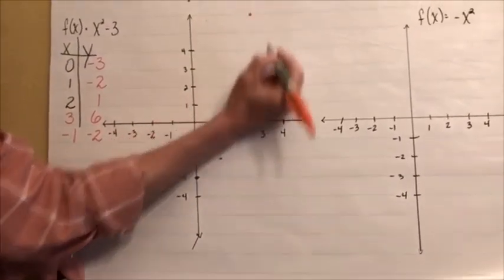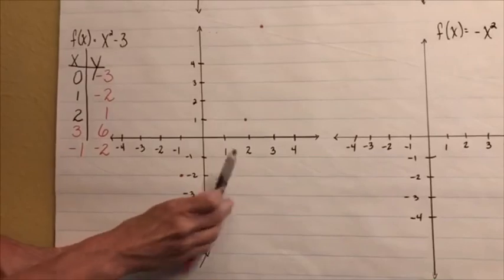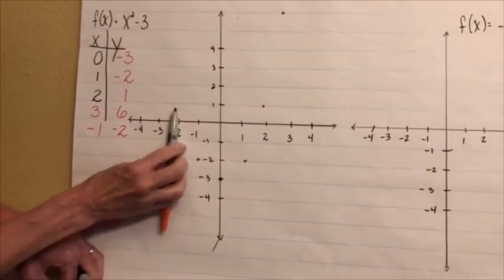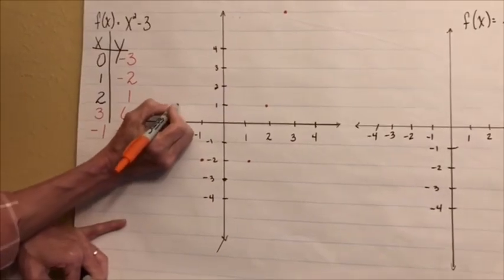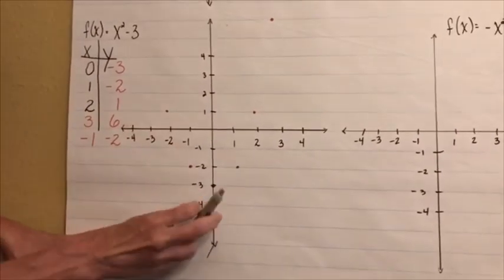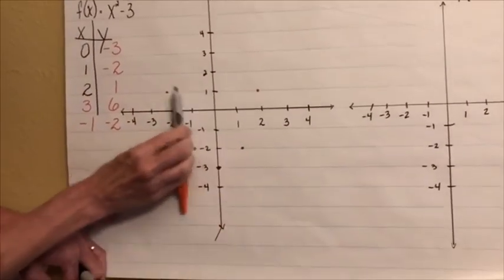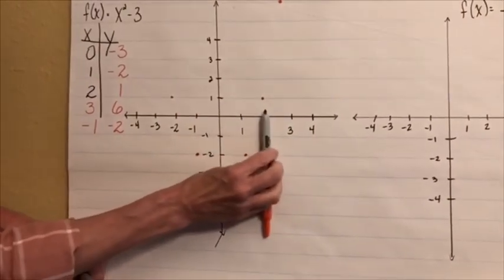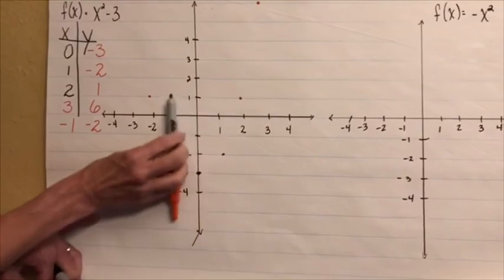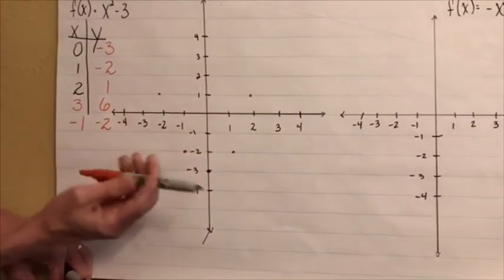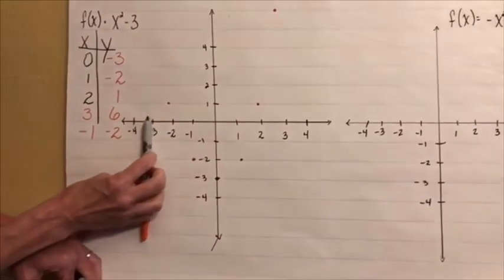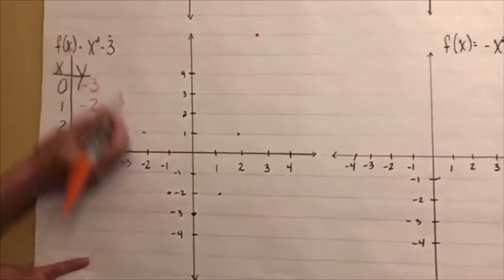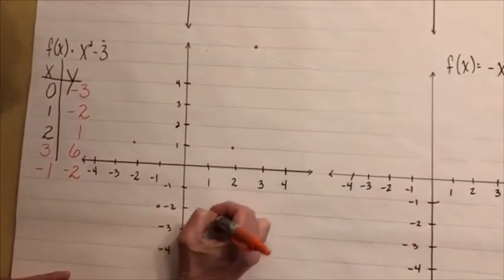We know we're going to have the same points equidistant away from the origin. So 2 in the positive direction is a 1, and 2 in the negative direction is also 1. And if we wanted to, we could say negative 3, 6. That helps us.